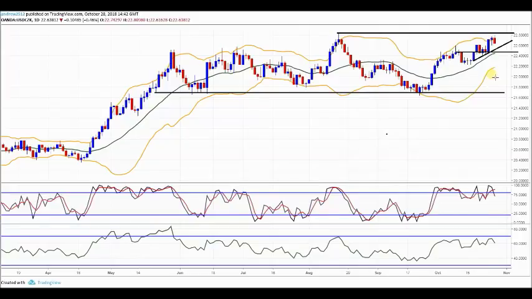So, if she breaks higher, I think the odds of continuation are high. If she comes back, I'm sure there'll be another opportunity to get into this pair. But next week, I'm looking for the breakout, see if it happens. Right, let's have a look at the USD DKK weekly chart first.